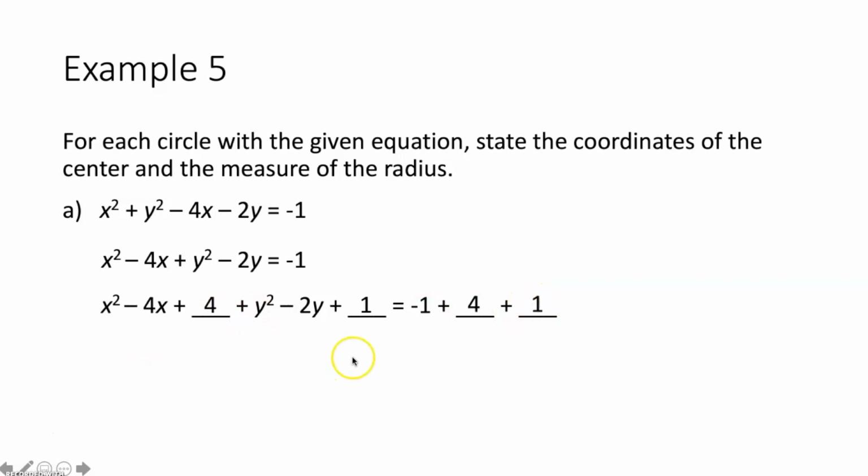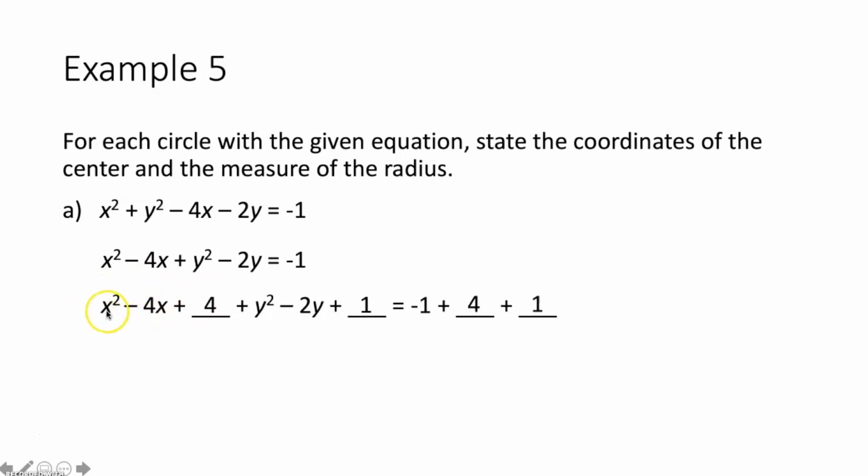Now you may be thinking, why in the world did we do this? Well, because on this side of the equation, we've created two perfect square trinomials, which we can factor into x minus some number or x plus some number, the quantity squared. Over here, we can factor this into y minus some number or y plus some number, the quantity squared. Meaning, we can put it in the form of the equation of a circle in the coordinate plane. So let's factor each of these and put it into that equation of a circle in the coordinate plane.